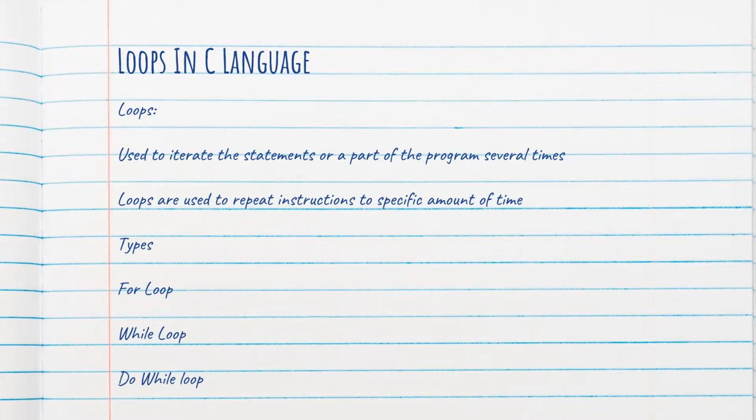And there are three types of loops. The first one is for loop, the second one is while loop, and the third one is do while loop. The purpose of all the loops is the same, which is to repeat something some specific number of times. But the only difference between these three loops is the syntax.